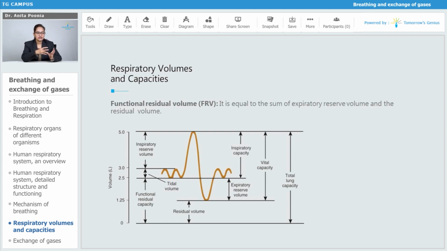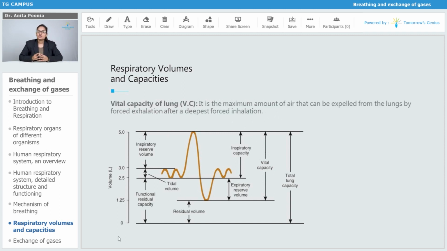Now talking about FRC, it is equal to the sum of the expiratory reserve volume and the residual volume. As you can see, this is the residual volume, this is the expiratory volume, and they are exactly equal. Now, if you happen to make a formula for FRC, then ERV plus RV gives you FRC, and it is about 2300 ml.